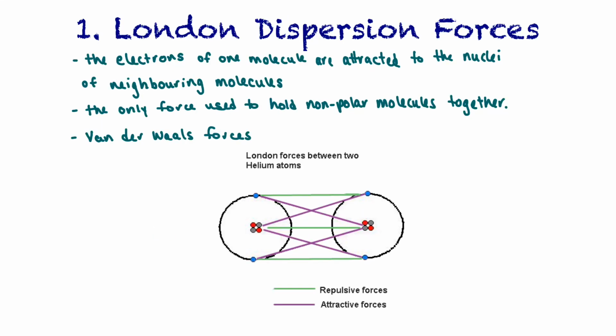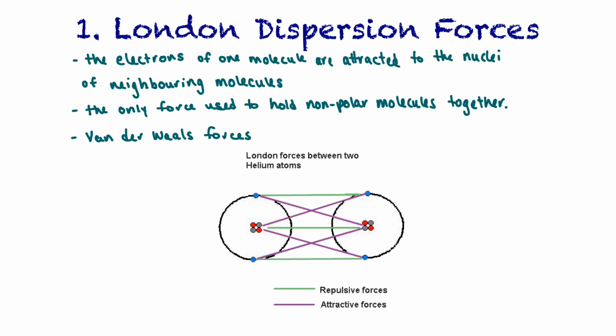So the first of the three intermolecular forces is London dispersion forces. And in this example, the electrons of one molecule become attracted to the nuclei of neighboring molecules. So if you take a step back to the structure of the atom, remember the nucleus has protons and neutrons within it. And protons are positively charged, and electrons are negatively charged. So the electrons are going to be attracted to the positively charged nucleus. And London dispersion forces are the only forces used to hold nonpolar molecules together. And these are also sometimes called van der Waals forces.